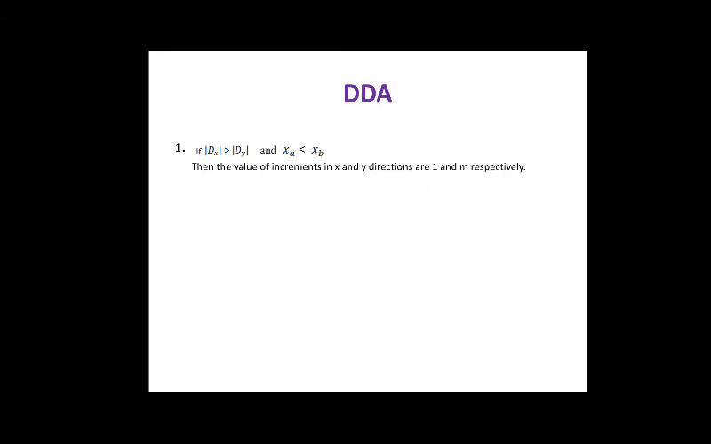So now let's start with how DDA works. We have seen slope and how we change the value of x and y according to different slopes. Now we are using that concept over here. Now you can see here, I have told you that we can draw a line from left to right or right to left, right?